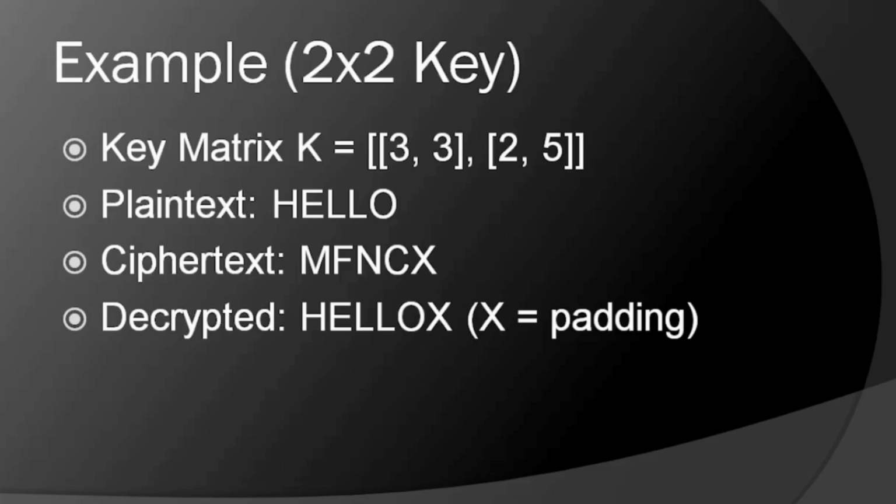For example, our matrix is 3, 3 and 2, 5. This is a 2 by 2 matrix, and our plain text is HELLO. When we apply the Hill cipher steps, it converts into a ciphertext. Now, when we decrypt, we get HELLOX. Notice the extra X at the end. That's just padding added to make the text fit into blocks of two letters.